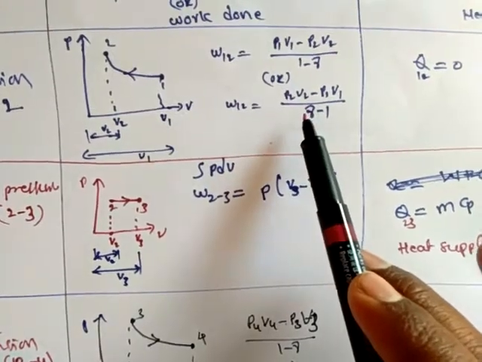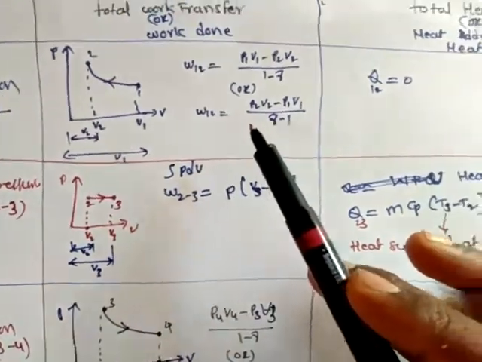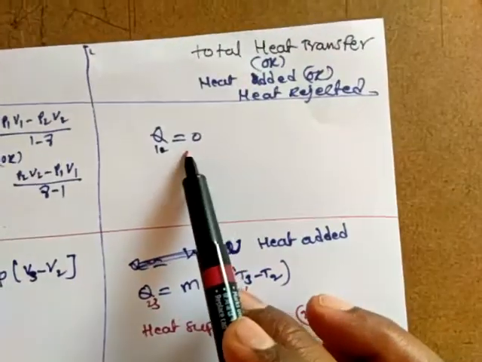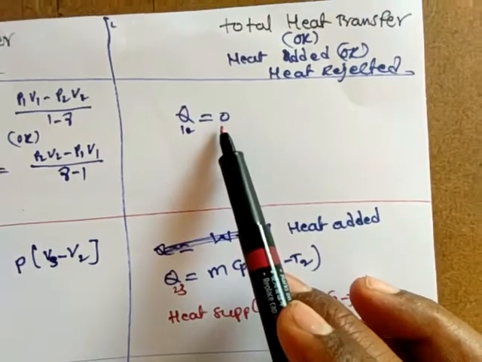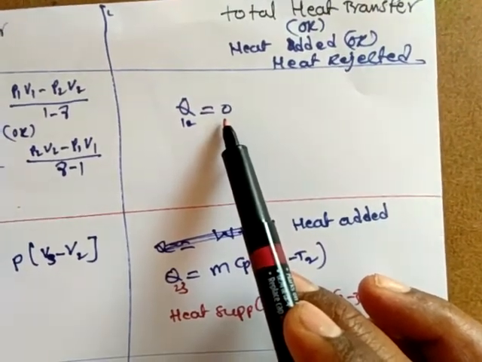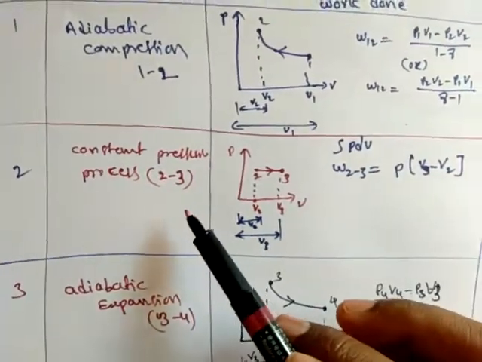We have already derived this in the first unit by using the integration of P dV formula. Okay, right. The total heat transfer in the adiabatic compression process is equal to 0. Why? Because in an adiabatic process the system or substance will not receive any heat and will not leave out any heat. That's why Q is equal to 0 in the adiabatic compression process.